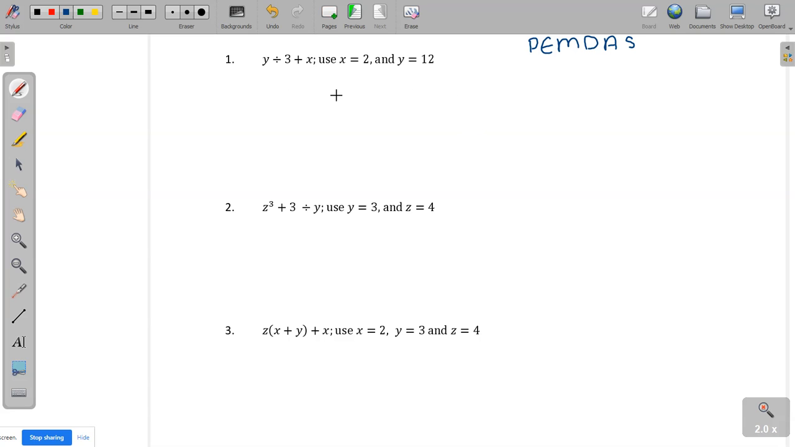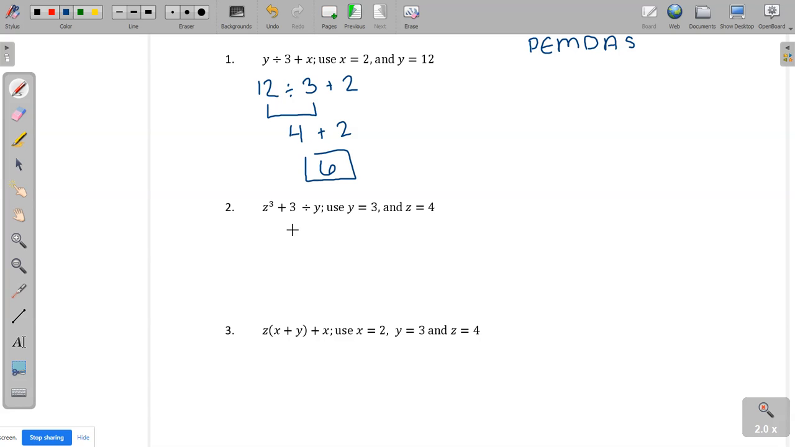So first let's substitute it in. Instead of y, we're going to have 12. We're going to divide by 3 plus x, which is 2. Now PEMDAS says we have to divide before we add. So 12 divided by 3 is 4, and we're going to add 2 to it. 4 plus 2 is 6.